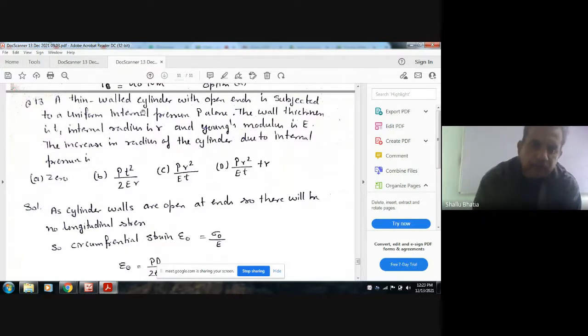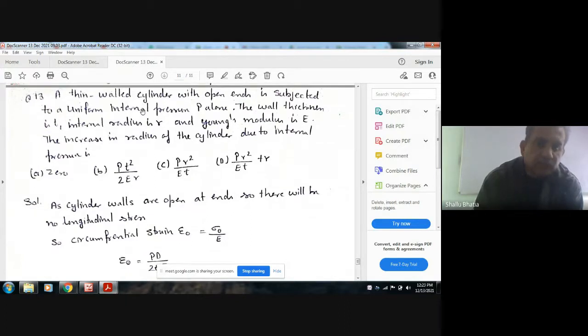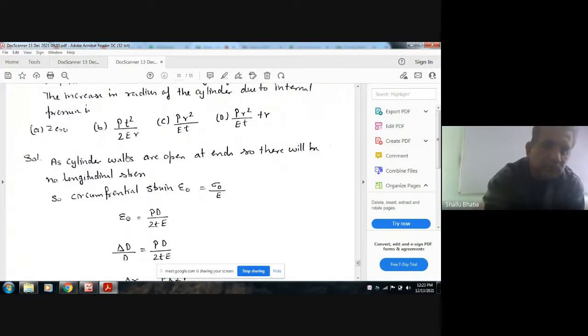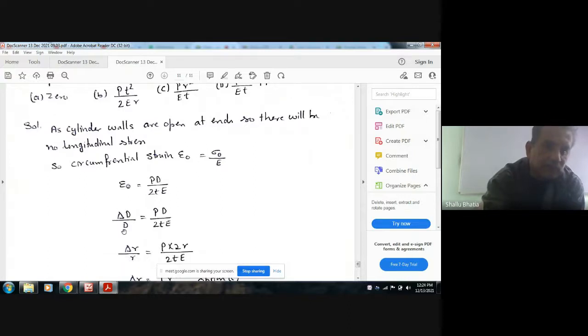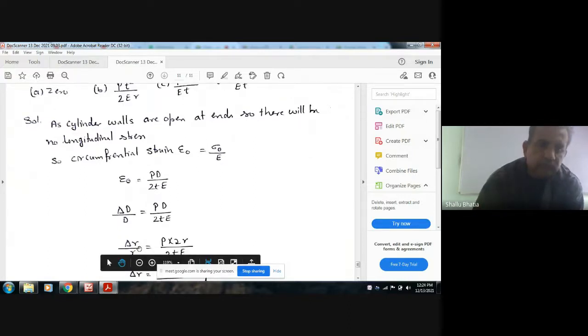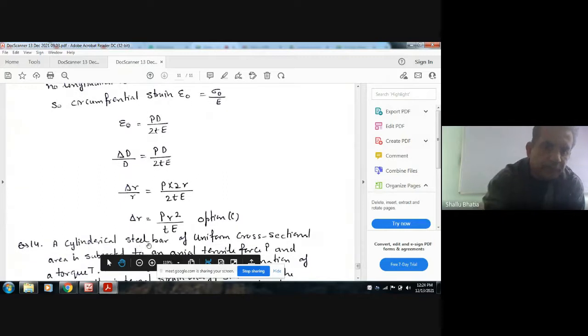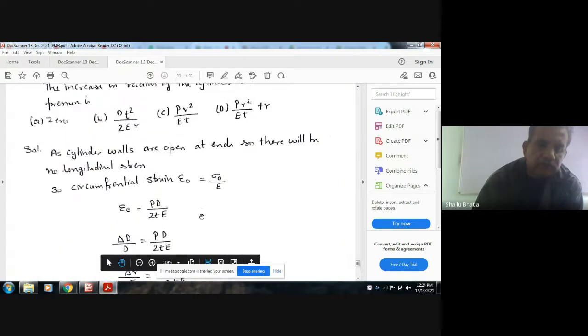As the cylinder has open ends, there will be no longitudinal stress. There will be only hoop stress, which is given by sigma theta is equal to PR by t. Then the circumferential strain will be sigma theta by E, and the circumferential strain is del D by D or del R by R. So the answer will be del R equals PR square by Et. So the answer is option C.